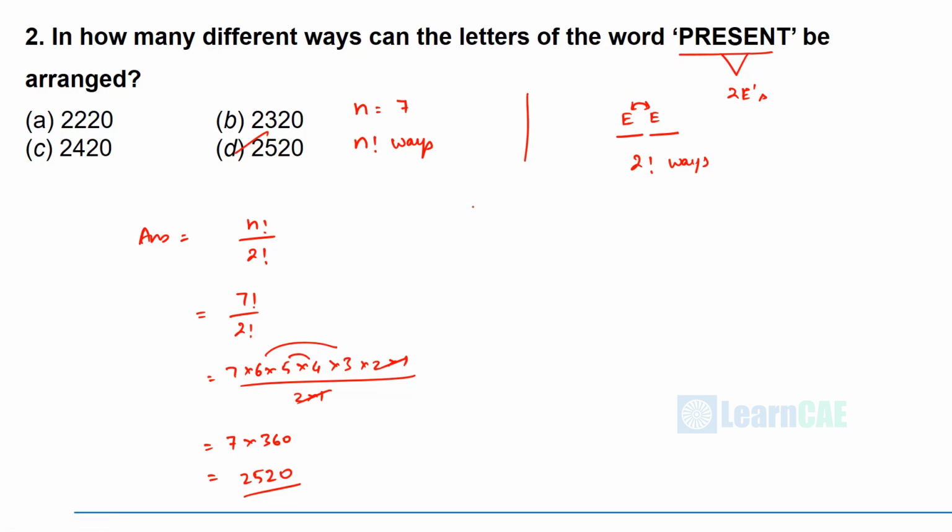Whenever the letters are repeating, we have to simply divide the number of arrangements possible by the repeating letters' factorial. That is, for example, if it is 2 E's, then you can write this as 2 factorial. If it is 3 E's present, then you can divide by n factorial by 3 factorial. If there are 2 letters, for example, if there are 2 R's present, then it will be n factorial by 2 factorial into 2 factorial. That is, this is for 2 E's and this is for 2 R's. So this is how you have to find out the number of different ways the letters of the word can be arranged. So the answer is option D, 2520.